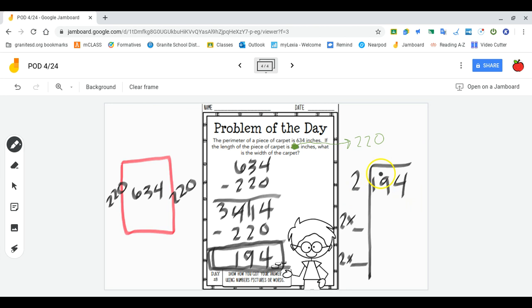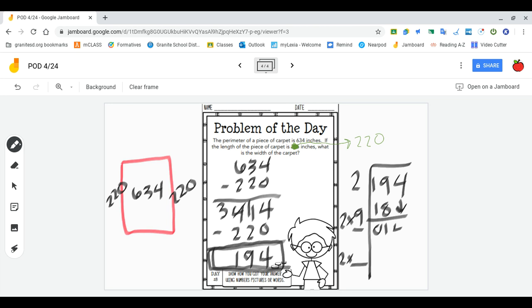So 2 times what gets me as close as I can to 19 without going over? I can skip count. 2, 4, 6, 8, 10, 12, 14, 16, 18. It's 9, and it got me to 18. Subtract it to get 1.